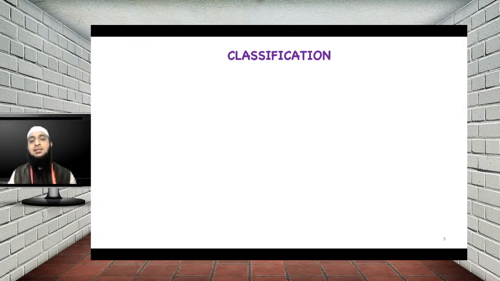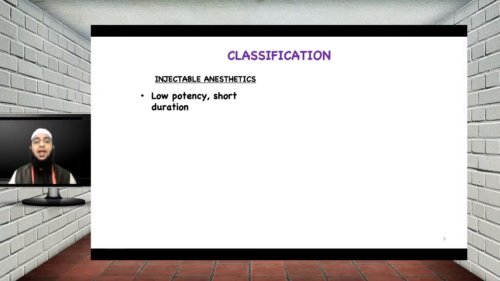Let's see the next part, that is the classification of local anesthetic drugs. Local anesthetics are classified as injectable anesthetics and surface anesthetics. So they are broadly divided into injectable and surface local anesthetics. First we will see the different classes belonging to the category of injectable local anesthetics. Injectable local anesthetics are classified into different categories based on their potency and their duration of action. Okay, so do remember that those drugs having low potency also have a short duration of action.